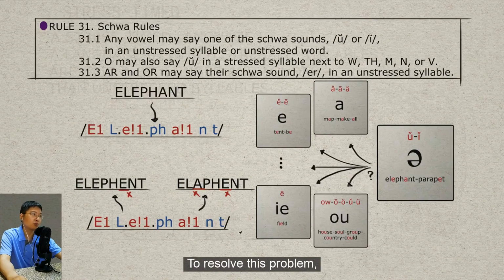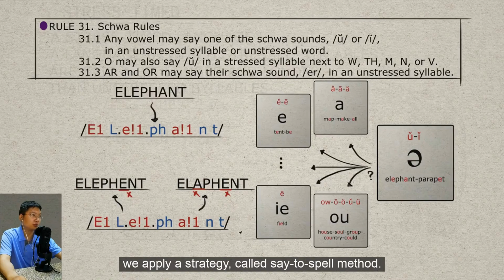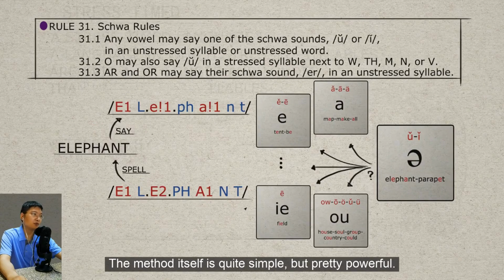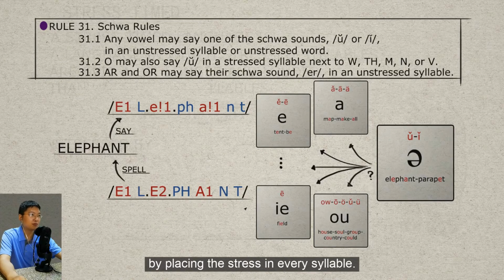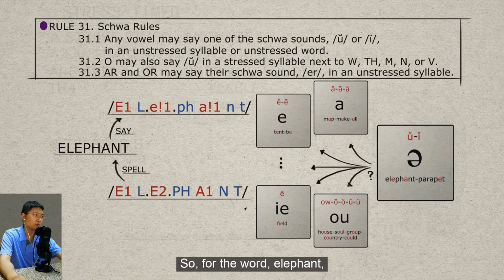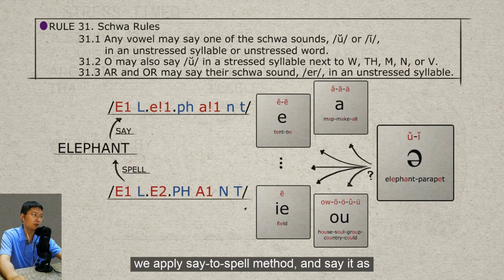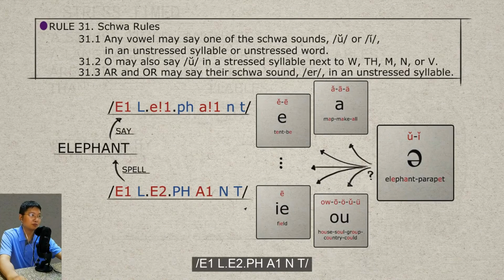To resolve this problem, we apply a strategy called the say-to-spell method. The method itself is quite simple, but pretty powerful. We simply create another auditory file for spelling purposes by placing a stress in every syllable. So for the word elephant, we apply the say-to-spell method and say it as el-e-phant for the spelling purpose.